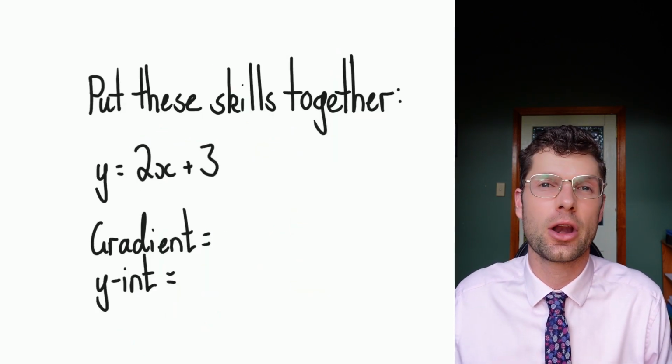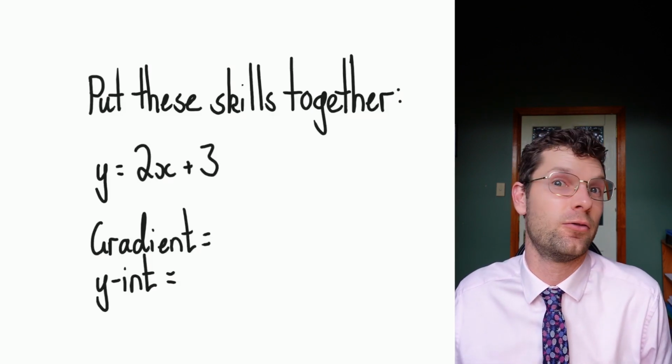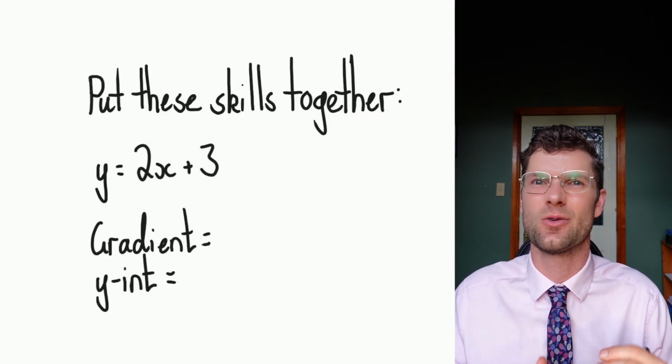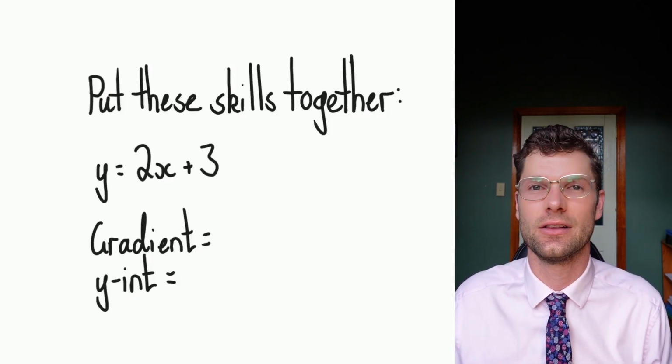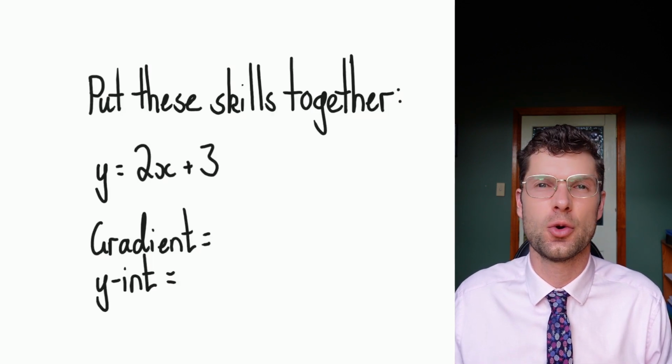So the only thing that you're going to be asked to do in a test condition is to put these two skills together. Hey, from an equation, what's the gradient? What's the y-intercept? If you can just look at the letters in front of you, you're going to be absolutely fine. So this one here is y is equal to 2x plus 3.